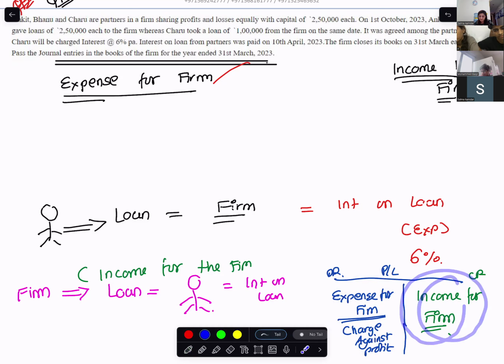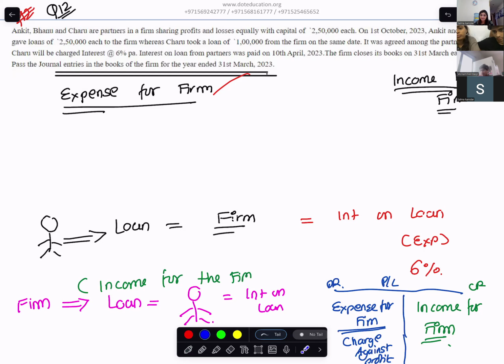Ankit, Bhanu, Charu are partners. They share profits and losses equally. Everyone has a capital of 250,000. Can there be any journal entry for this? They are just giving information that their capital is this much and the profit sharing ratio is this much. Are you with me?